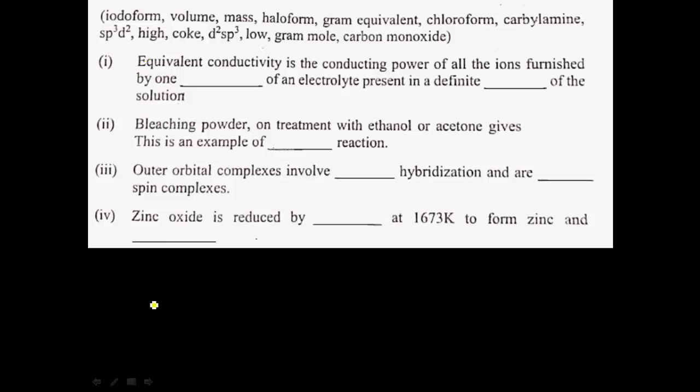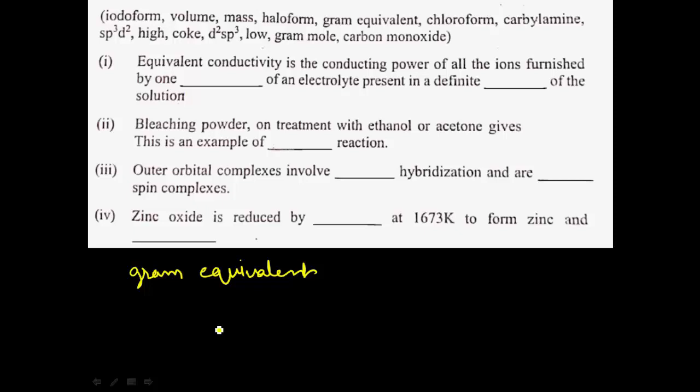In the question we have: equivalent conductivity is the conducting power of all the ions furnished by 1 gram equivalent. I hope you know the answer. Gram equivalent. Now stop complaining about my handwriting. I know it's bad. I'm not going to write everything. Let me just tell you. Question 1, I've read it, of an electrolyte present in a definite volume of the solution. I hope you got that right.